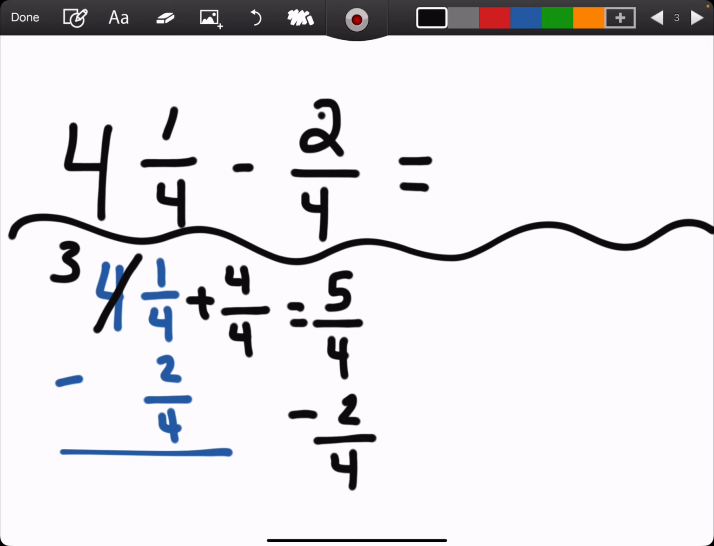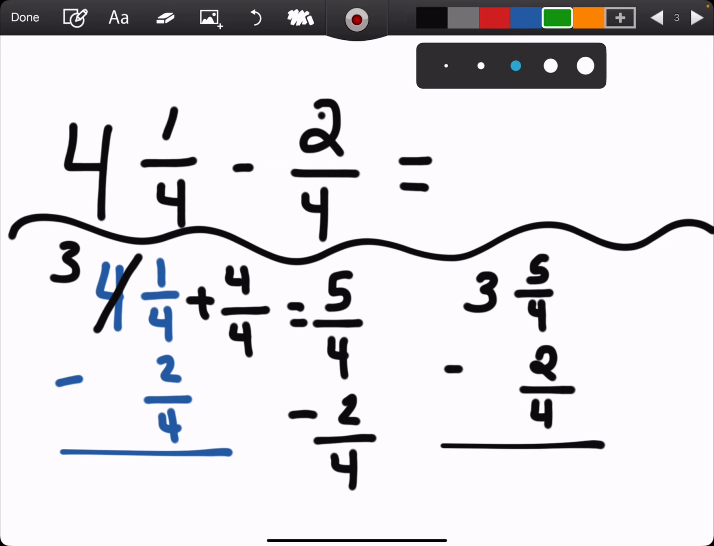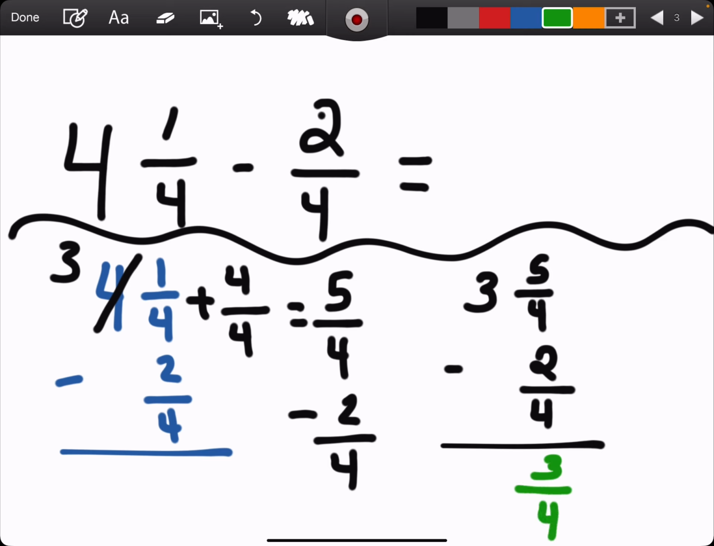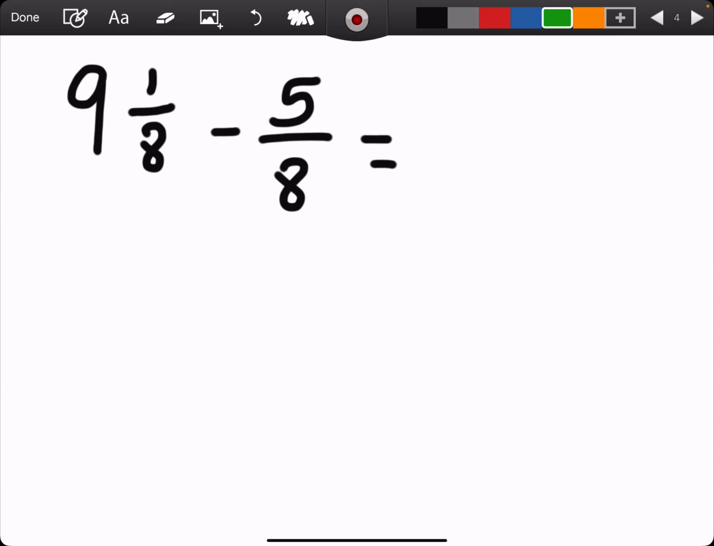Now I'm going to rewrite what I have right now. So right now I have 3 5/4 minus 2/4. Can I subtract this? Well, now I can. 5/4 minus 2/4 is 3/4. And now I could just bring down my 3 wholes. 3 3/4. There you go. Let's look at this last one.